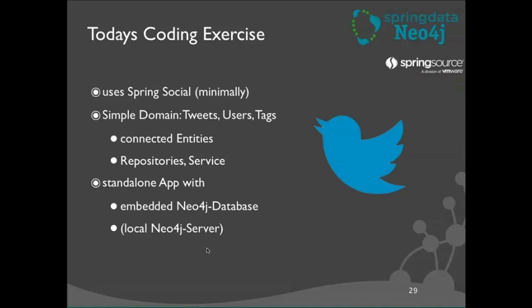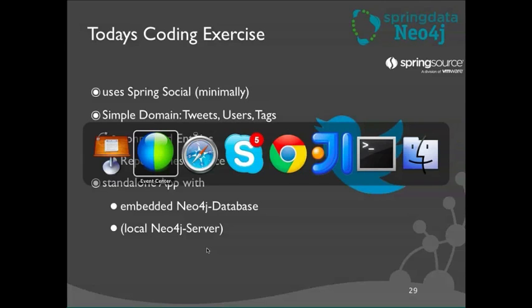That's why we go to the coding now. So we use Spring Social minimally, and we have a very simple domain that I showed several times. And we also see the usage of repositories and services and have a standalone app with the Neo4j database, which you run and see what happens. And I have a local Neo4j server, which I use for the visualization. I wanted to have the app write to Neo4j server directly, but it clashes a bit with the Jackson library that Spring Social brings along. So I have to add some abstraction in the infrastructure to take care of that, which I haven't done yet.